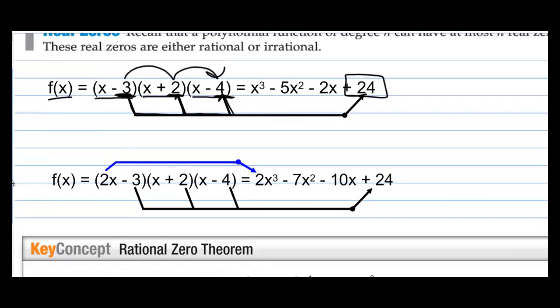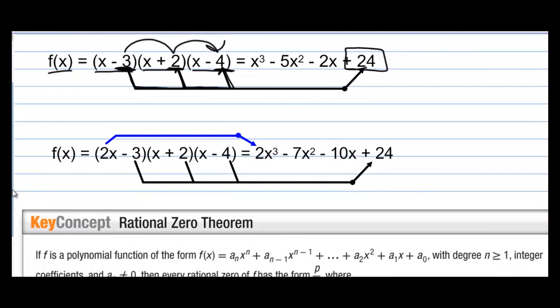Let's look at the next function, f of x equals these binomials, these factors. Notice that we still have negative 3 times 2, and then that times negative 4, and that still results in positive 24. But notice that if we take 2 times 1, we get 2. The last number in the polynomial is a result of multiplying the second numbers, and the first number in the polynomial is a result of multiplying the first numbers in each factor.